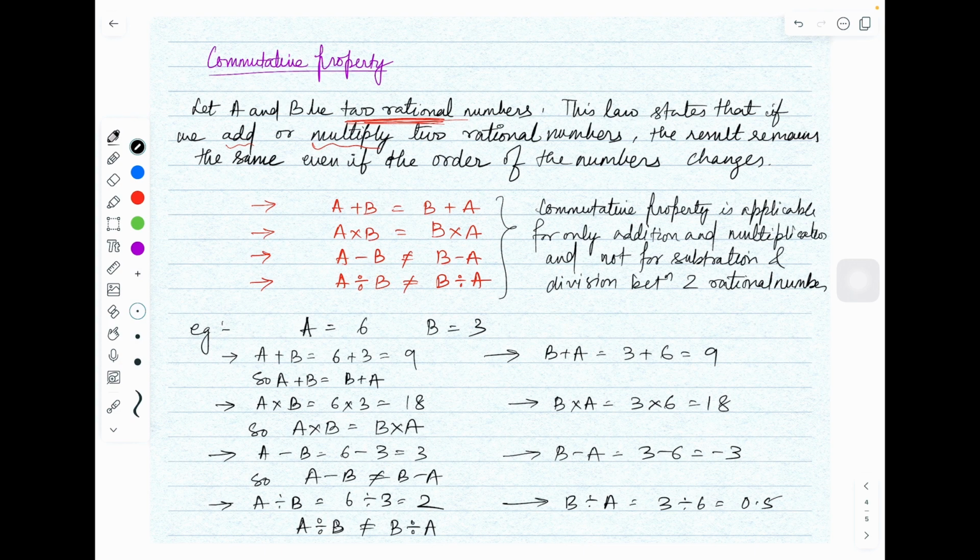Commutative property, what does it do? It states that if we add or multiply two rational numbers, and the order of the numbers changes, the result remains the same. Here the order is changing. Here a is first, then b. Here b is first, then a. Similarly with a and b. This is the commutative property. Then we go for the associative property.